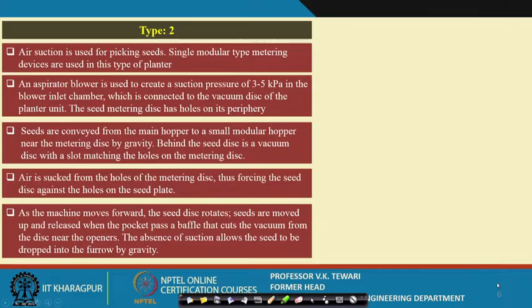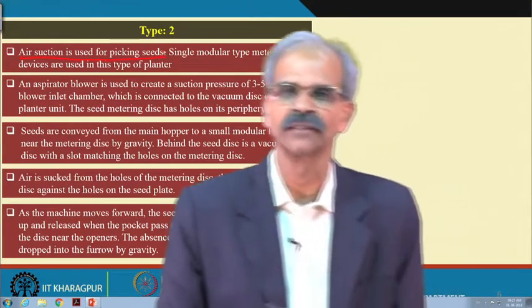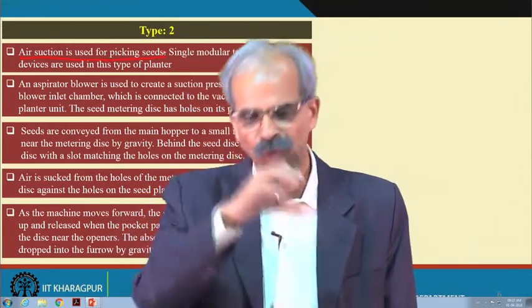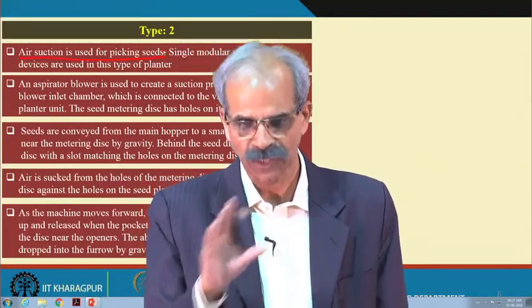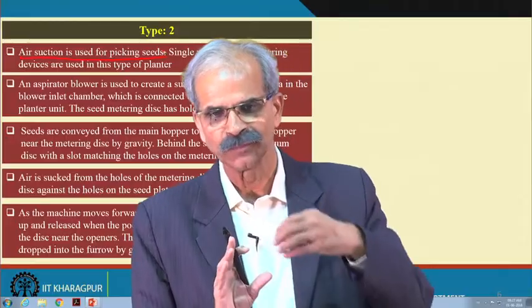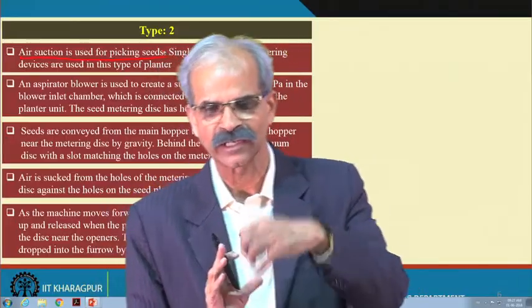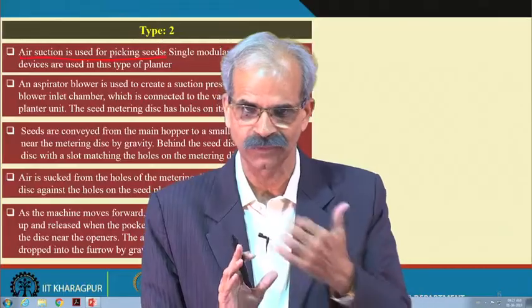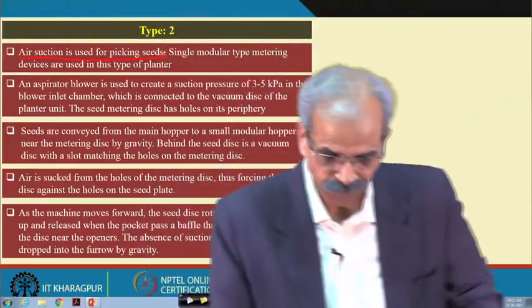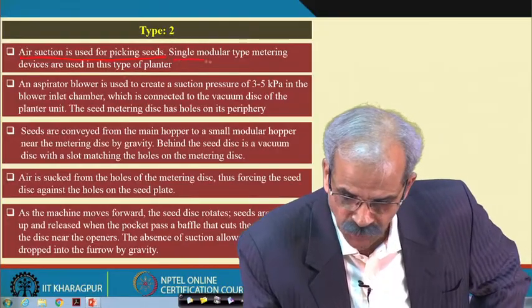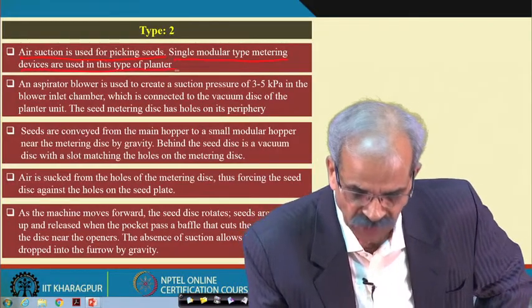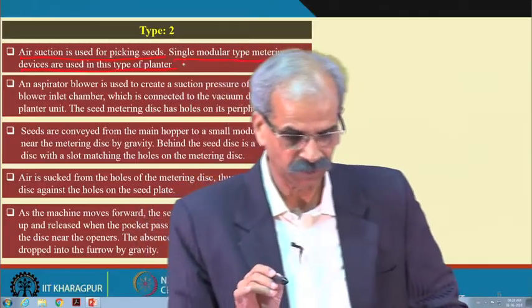In type 2, a suction is used for picking the seeds. We would like to suck from a drum where the seeds are, a drum is rotating, and a suction is created, a vacuum is created in the drum. Singular modular type metering devices are used in this type of planter.